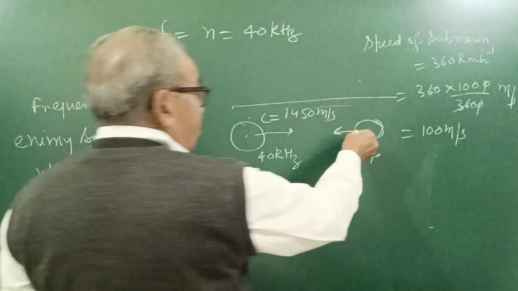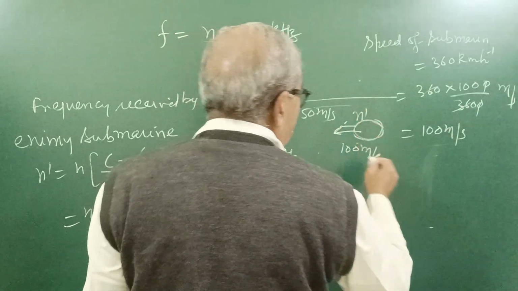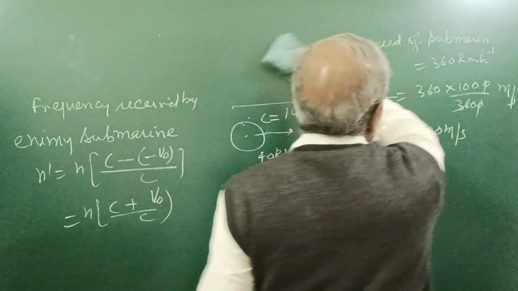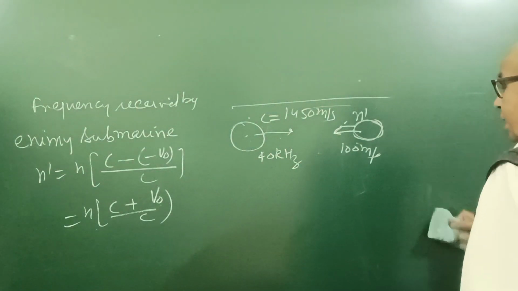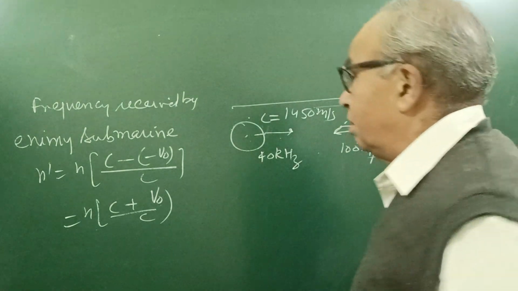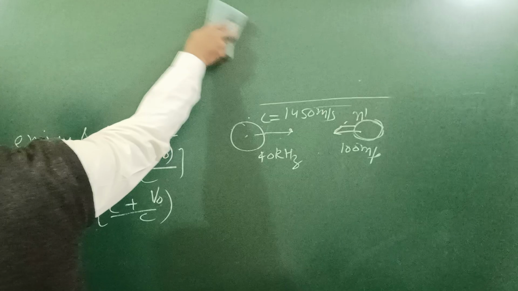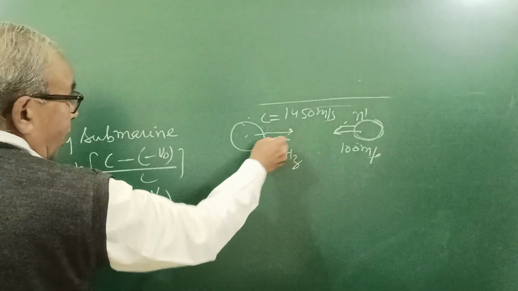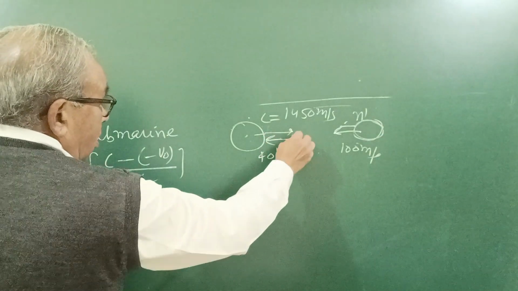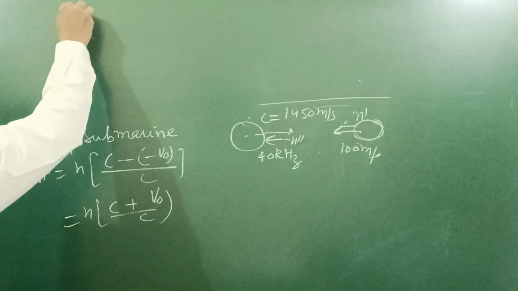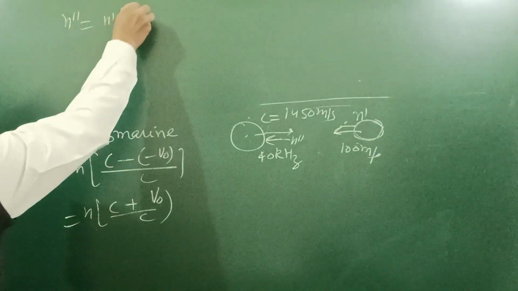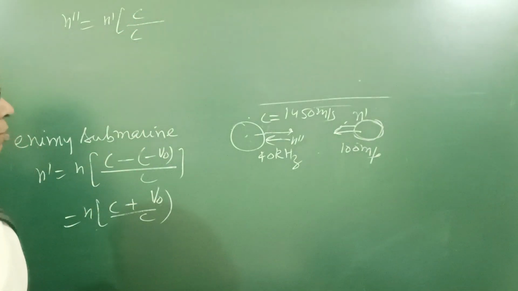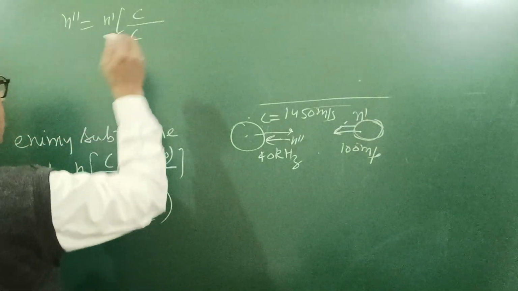Now the summary for reflected sound. This sound n' is reflected back, and the enemy submarine behaves like a moving source of sound. So the frequency heard by this n'' will be n' into C upon C minus Vs.